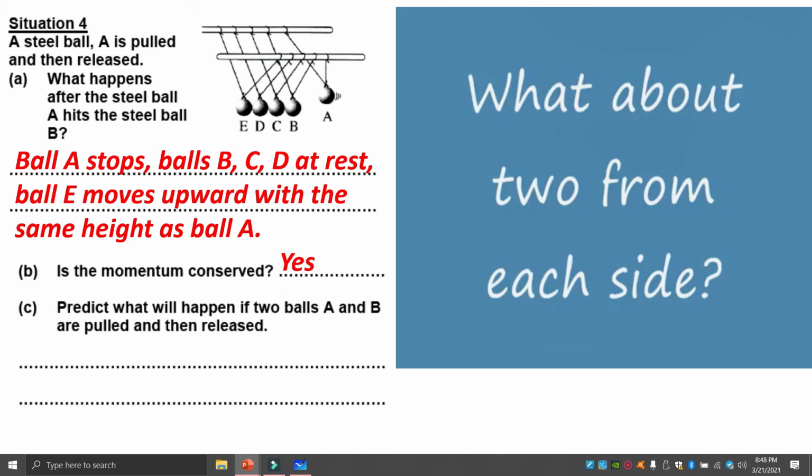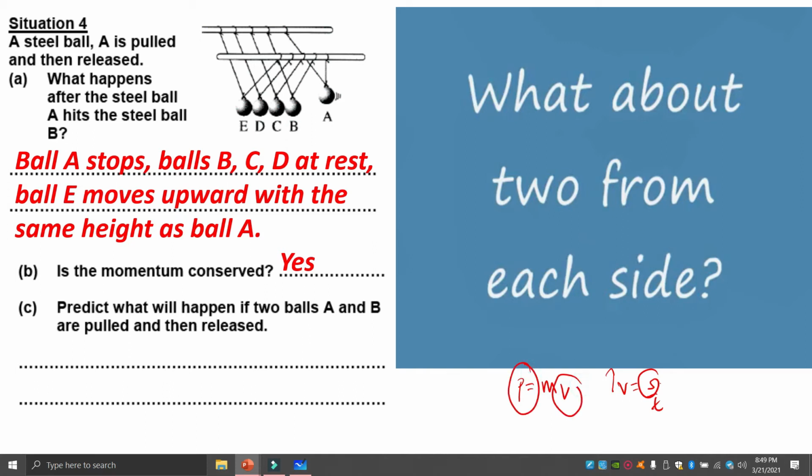Okay, so we can conclude that when it's the same height, it means same velocity, right? Because v is s over t. So the height of A and E is the same, meaning their s is also the same. So it means the velocity is also the same. Okay, so p is equal to mv, right? So the velocity is the same, the momentum should also be the same.